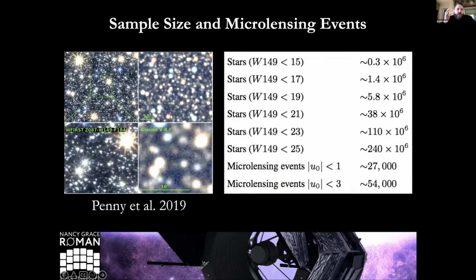And then of course we're looking at a lot of stars because the bulge is very crowded. These are simulations of a typical bulge field that we would look at from space with Roman, and then from the ground on the right, a larger view and then a zoomed in view. Many stars down to 21st magnitude in this wide filter. We would have about 40 million stars, and we would detect about 30,000 microlensing events over the course of the 432 days with impact parameters less than 1.